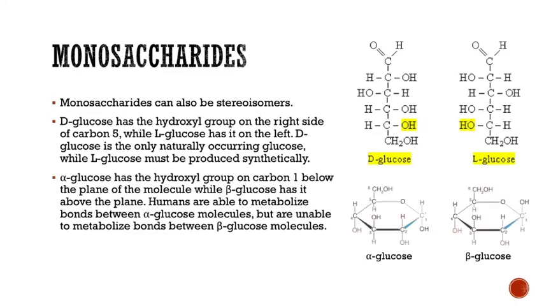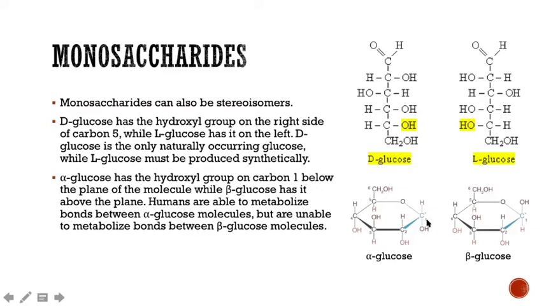And then there could also be stereoisomers in the ring formation of these monosaccharides. So alpha glucose has the hydroxyl group on carbon 1 below the plane of the molecule here, whereas beta glucose has it above the plane of the molecule here. Humans are able to metabolize alpha glucose because of the bond here.